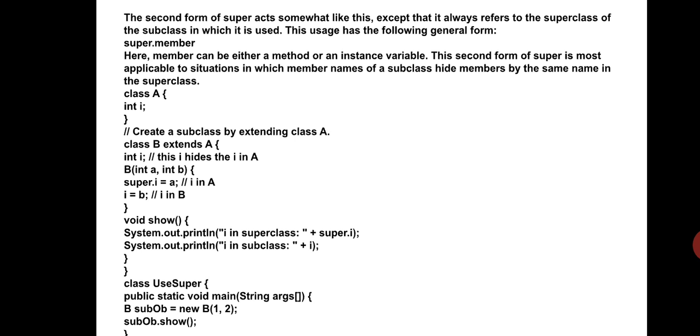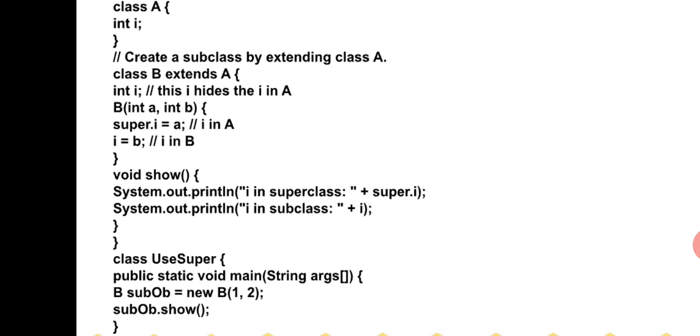Okay, if you are hiding the variable of the subclass, then this particular thing is applicable. You just see the example, you will get a better idea. Now what happens here? You have class A, and inside class A you have only one variable with the name I. Now class B extends A, so that means class B will have access to the I variable also.